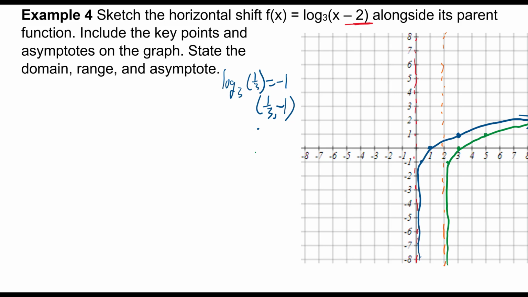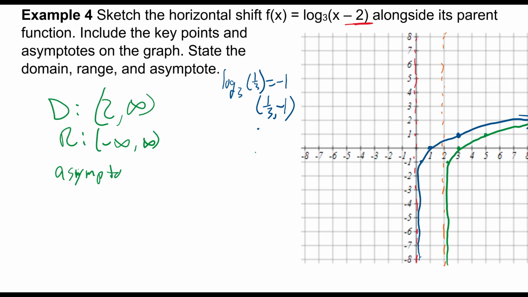So our domain for the new function is going to be positive 2 to infinity. The range didn't change. It's going to be negative infinity to infinity. And the asymptote is going to be x equals 2. Okay, that's it.